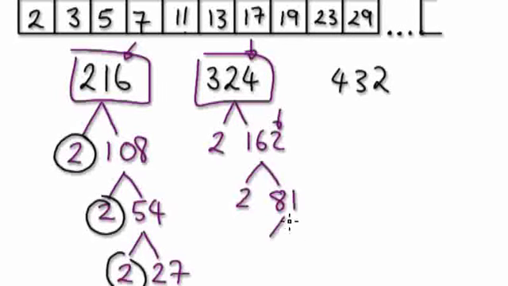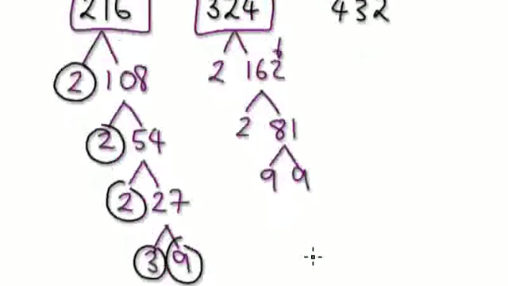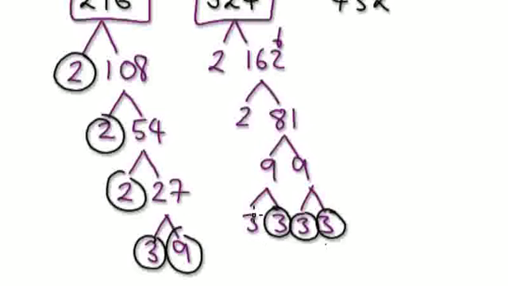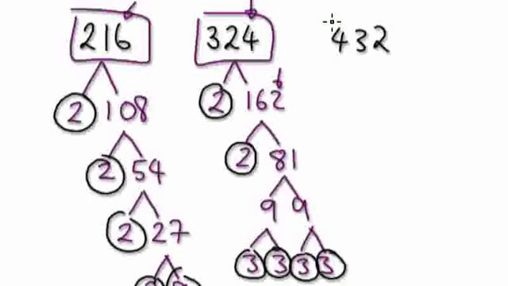Okay, 81. I remember seeing 9. Well, 9 times 9 is 81. So let's break it up as a 9 times a 9. Well, 9 you can break up as a 3 times a 3, and this one here is a 3 times a 3. So here you've got all your primes here. This one and this one. Okay. Now let's break this up.